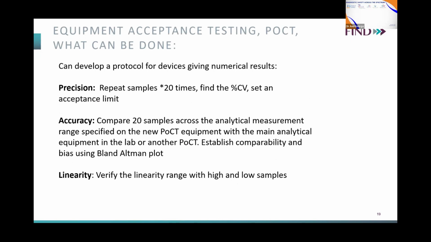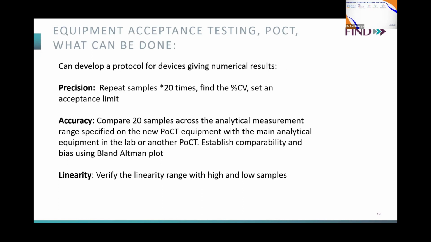So some tests, I am suggesting, it's not from any reference. If there are laboratorians here, you may understand: you can do a precision check, you can do an accuracy check, and you can do a linearity check. Again, since I don't know the composition of the audience, I will not go into the details. Precision tells you about repeatability. If you run a sample 20 times, how close the values will fall, and that is expressed as percentage coefficient of variation. So that can be very easily done. Accuracy is something we can very easily do by comparing 20 samples across the analytical measurement range with the new equipment and with the main analytical equipment.